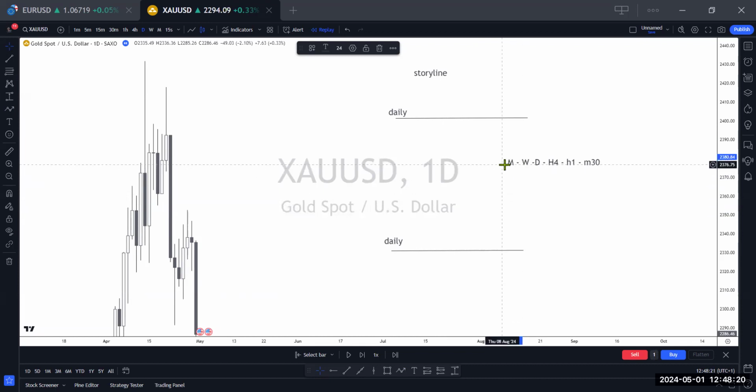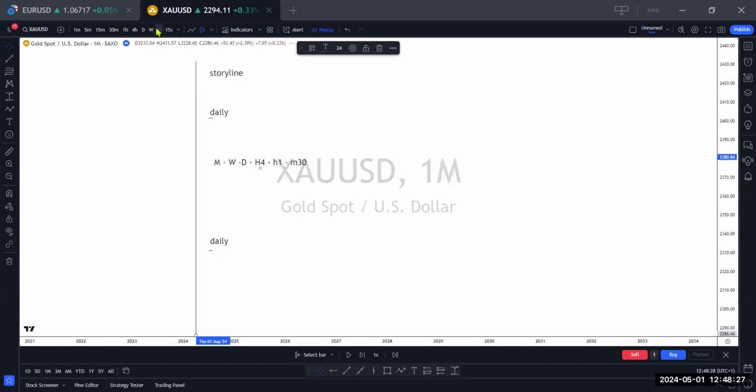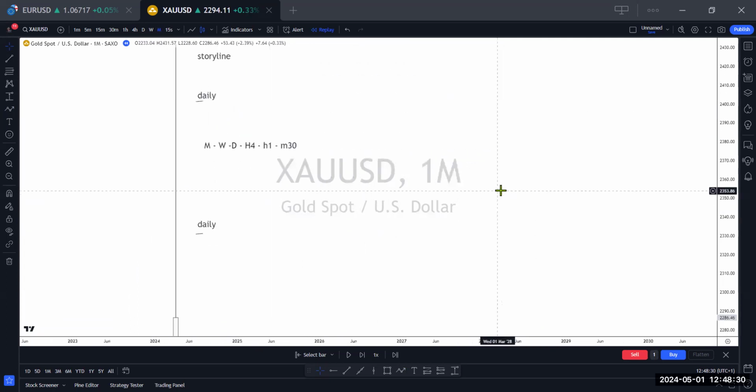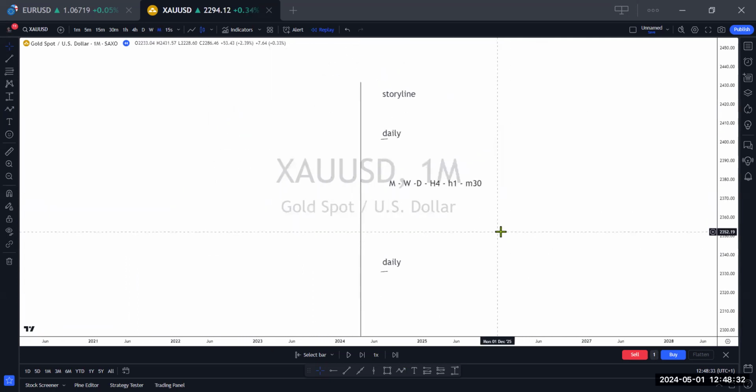Now, the monthly time frame has how many weekly candles? In a month, how many weeks do we have? 4 weeks. Okay, very good. So in a month, we have 4 weekly candles. So that means in a month, we have the opportunity of trading weekly to weekly.